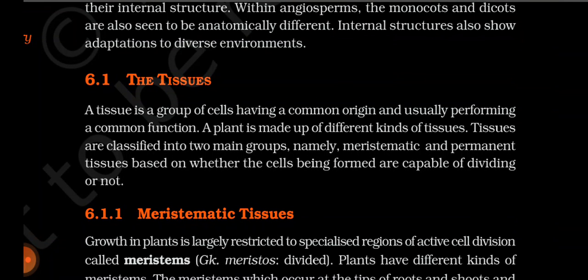The tissue. A tissue is a group of cells having a common origin and usually performing a common function. A plant is made up of different kinds of tissues. Tissues are classified into two main groups, namely meristematic and permanent tissues, based on whether the cells being formed are capable of dividing or not.